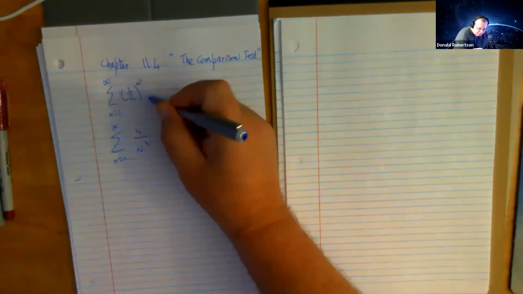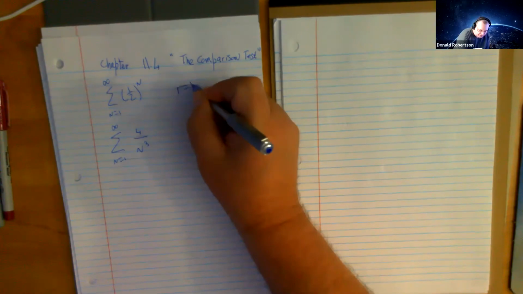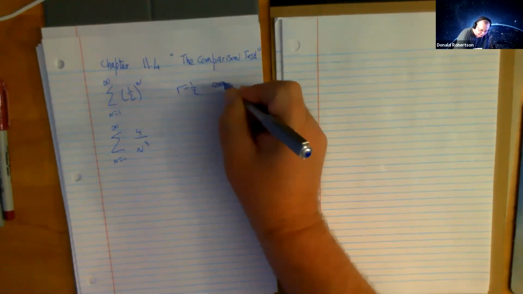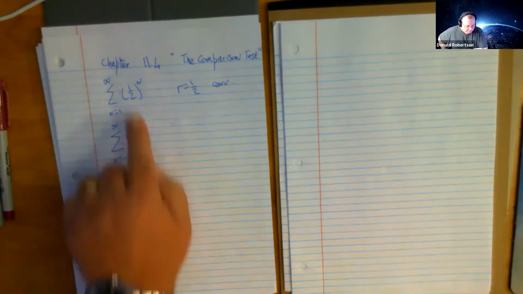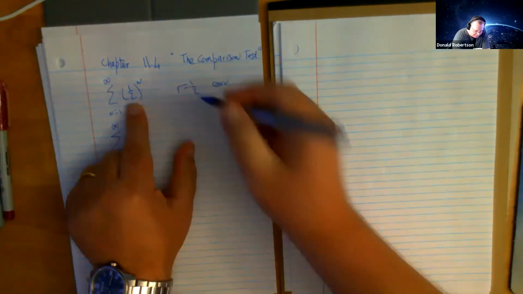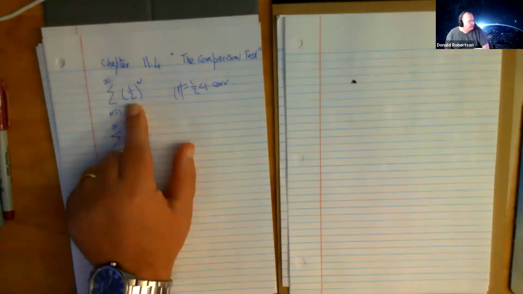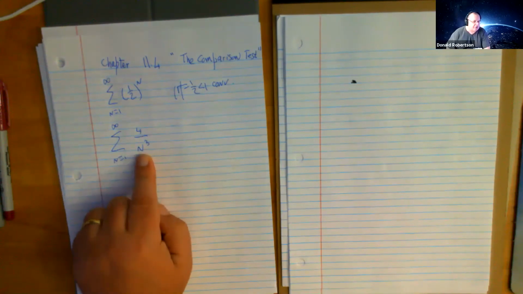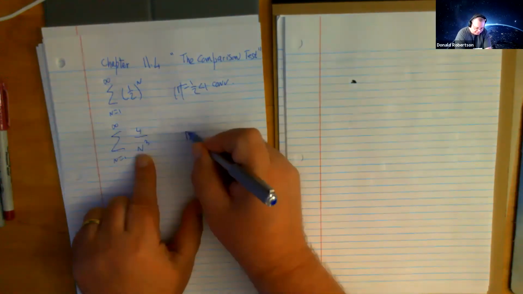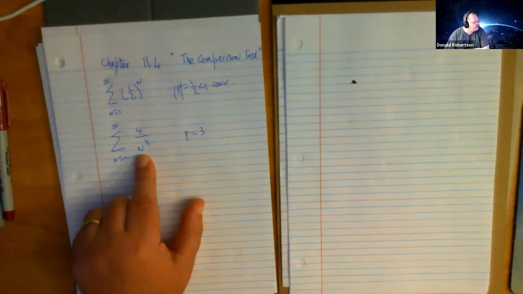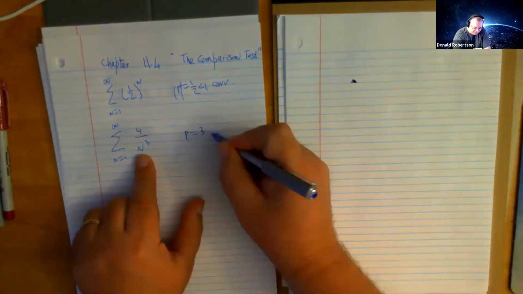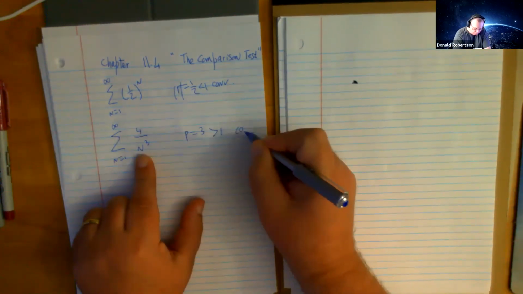Let's do this one first. Would you agree that r equals a half, so it converges? Common ratio is a half. Absolute value is still a half. Isn't that less than 1? Isn't that why it converges? Okay, would you agree this is a p-series? It's a p equals 3 p-series. And isn't this greater than 1? And isn't that why this converges?